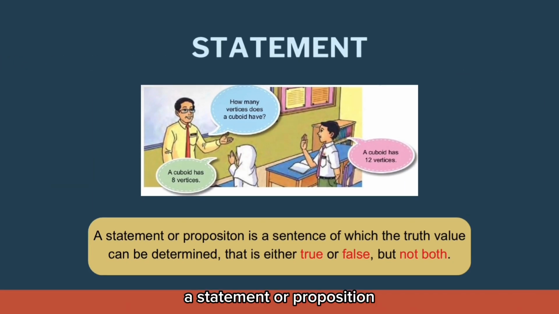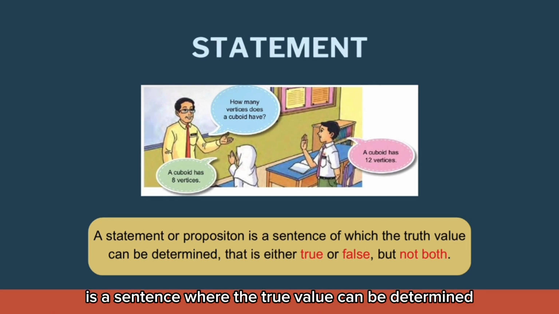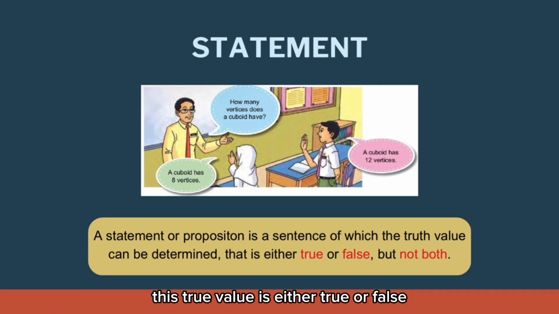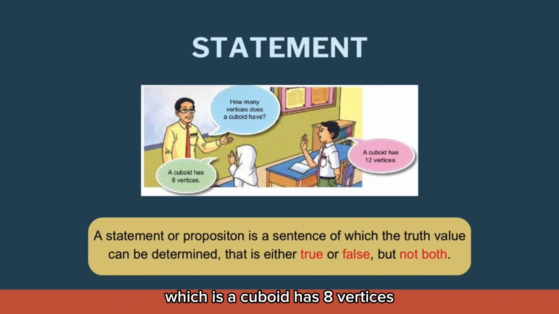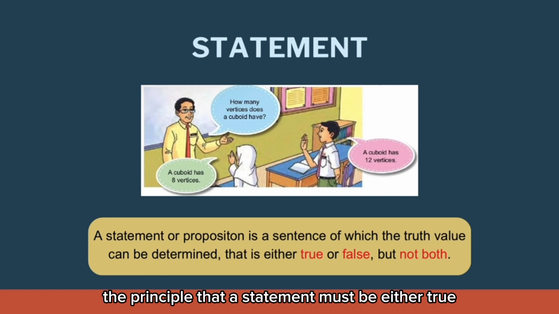A statement or proposition is a sentence where the true value can be determined. This true value is either true or false, but never both. Let's explore this concept with a simple example. The teacher asks, how many vertices does a cuboid have? The student then responds with two possible answers: a cuboid has 8 vertices and a cuboid has 12 vertices. Only one of these statements is correct, which illustrates the principle that a statement must be either true or false.